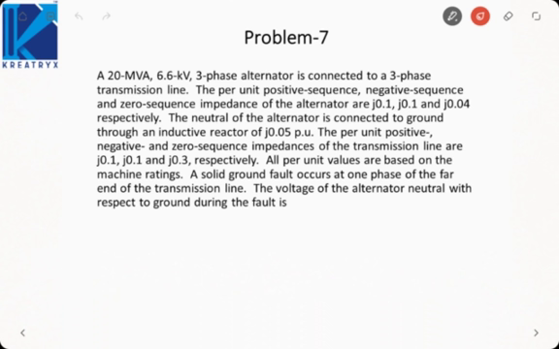In our next problem, it is saying a 20 MVA 6.6 kV 3-phase alternator is connected to a 3-phase transmission line. Okay, so this is the alternator, this is your 3-phase transmission line. Now positive, negative and zero sequence reactances of the alternator are given.